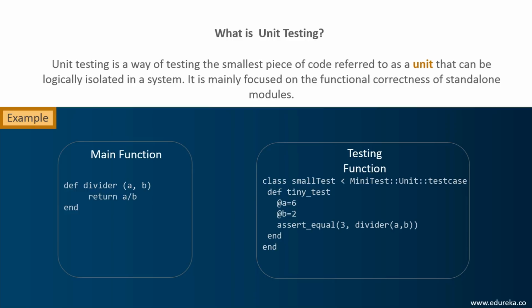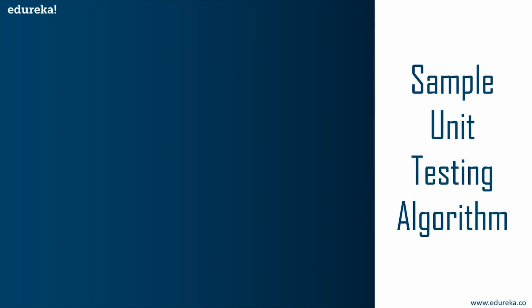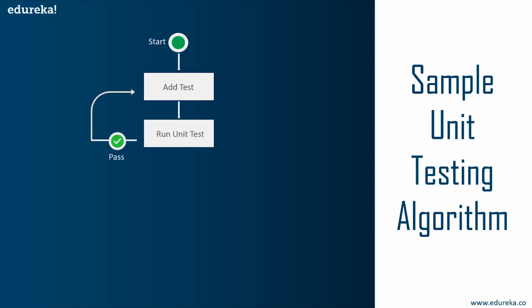Now to understand unit testing better, let's go ahead and see a simple algorithm. So you start writing your test. So you add your test to the test suite. Then you run the unit test. If the test passes, then you add one more test or add it to the next level of testing.